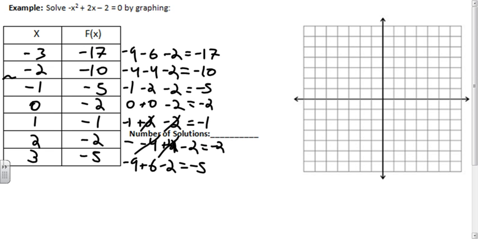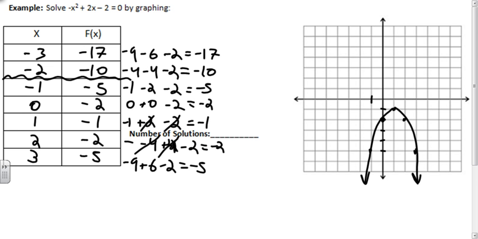So in this case, we'll not use those ones because those are off the chart. We'd say where x is negative 1, we have negative 5 as a point. Where x is 0, y is negative 2. Where x is 1, we're at negative 1. Where x is 2, we're at negative 2. And where x is 3, we're back to negative 5. So it looks like this is our parabola in this case.